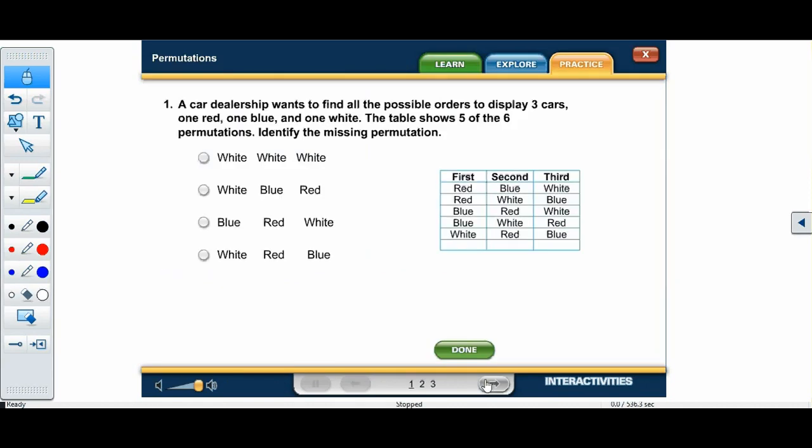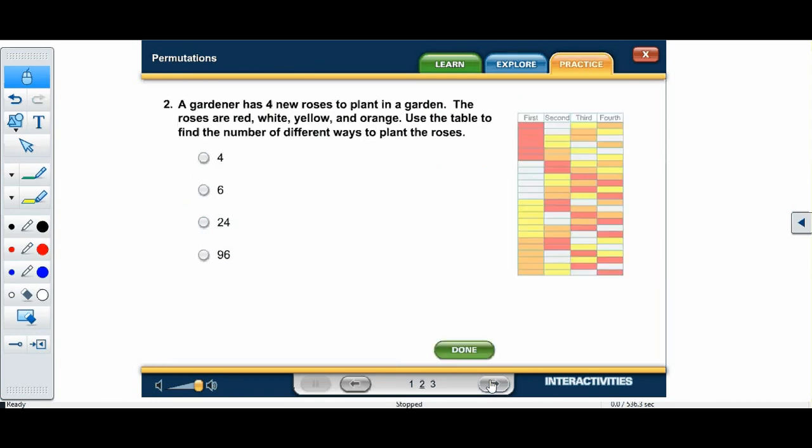A car dealership wants to find all the possible ways to display all the orders for 3 cars, the red, the blue, and the white car. The table shows 5 out of the 6. Red first twice, red second twice, but I don't see red third twice. So that's my first clue. Red needs to be third, and so there you go. That's the 6th one. The white being first, because that's only happening once. The red being third, which had only been happening once. And then the blue in the middle, which had only happened once so far.